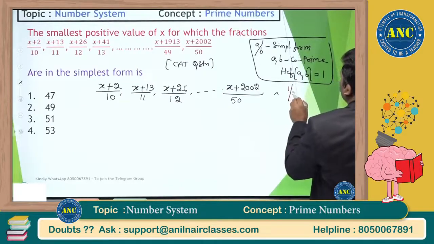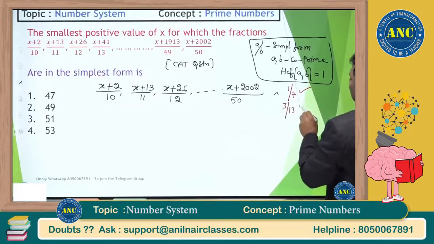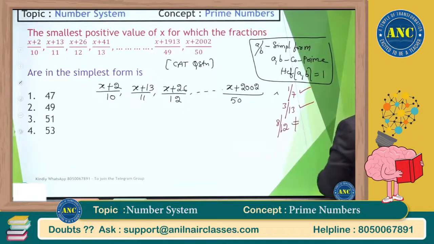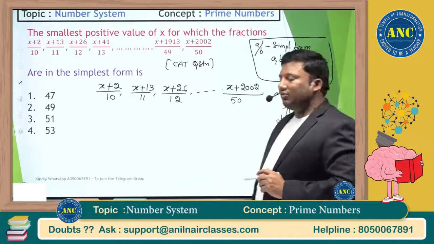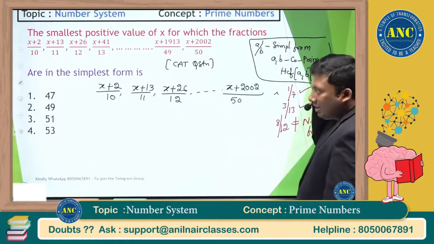1 by 7 is in simplest form. 3 by 13 is in simplest form. 8 by 12 is not in simplest form, since 4 twos are 8 and 4 threes are 12. I hope the idea is clear.